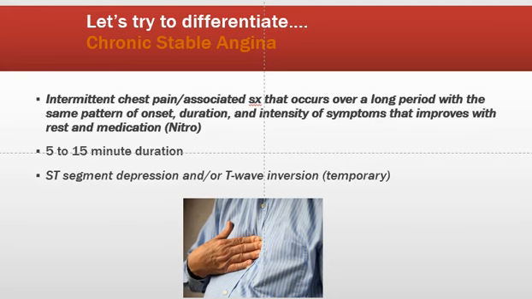Those symptoms that we talked about: intermittent chest pain, but it's something that often occurs over a long period of time. It has the same look about it to the patient, the same pattern, duration, and intensity of symptoms, and it improves with rest and medication, that nitro. Usually 5 to 15 minutes duration. And if you were to put any person who has chronic stable angina on an EKG machine, you might see some ST segment depression or T wave inversion that will go away as soon as the pain resolves, as soon as they take their nitro. So that is a temporary thing. These are the kinds of things you will see. It's more or less predictable.